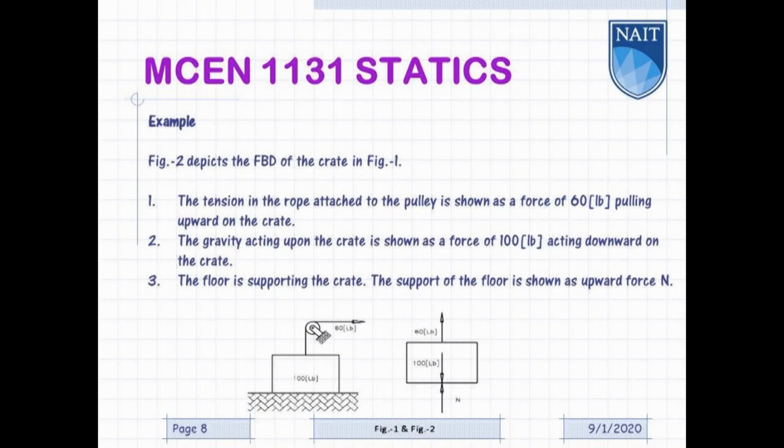Consider figures 1 and 2 at the bottom of the page and follow along. Figure 2 depicts the free body diagram of the crate shown in figure 1. The tension in the rope applied to the pulley is shown as a force of 60 pounds pulling upward on the crate. The gravity acting upon the crate is shown as a force of 100 pounds acting downward on the crate. The floor is supporting the crate. The support of the floor is shown as an upward force N.